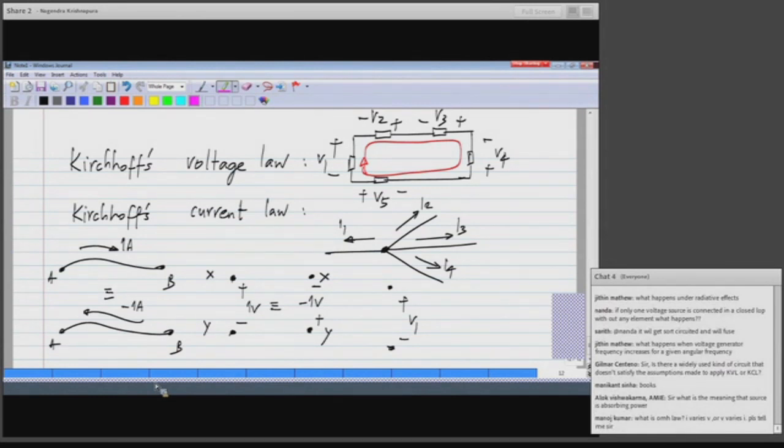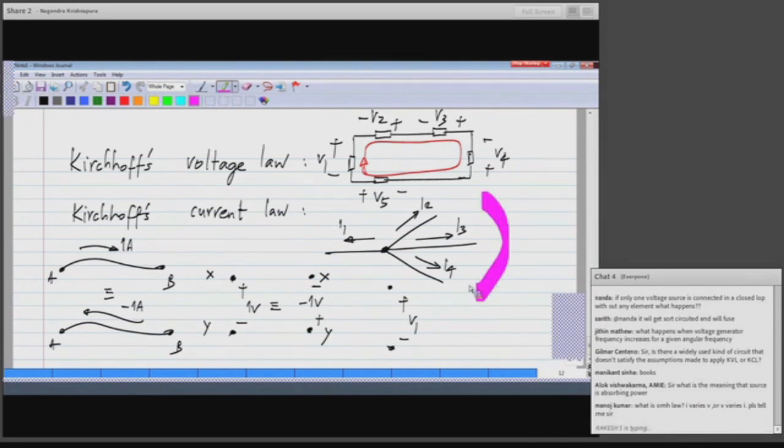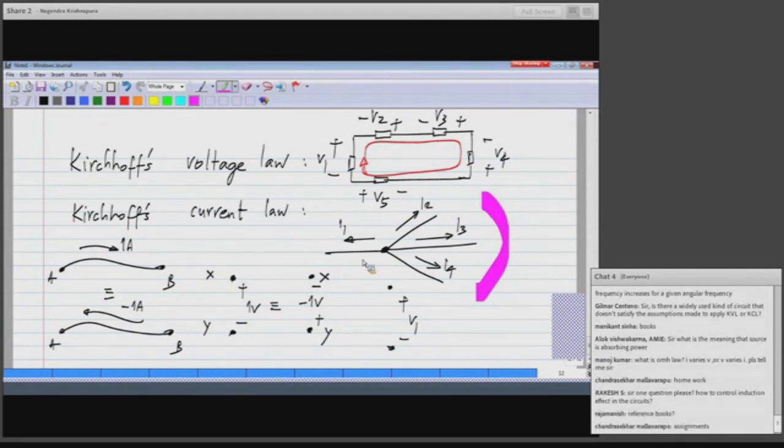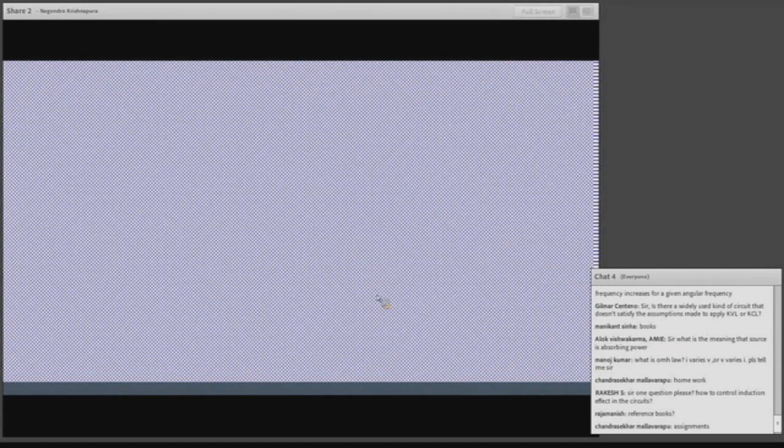Now we'll only be talking about those situations where the dimensions of the circuits are much smaller than the electrical wavelength of the signals that are driving it. So in our cases, Kirchhoff's current law will be valid, and similarly for Kirchhoff's voltage law. So in general, these things can be violated if you have a very large circuit in relation to the electrical wavelength, or in general if you increase the frequencies of the signals.